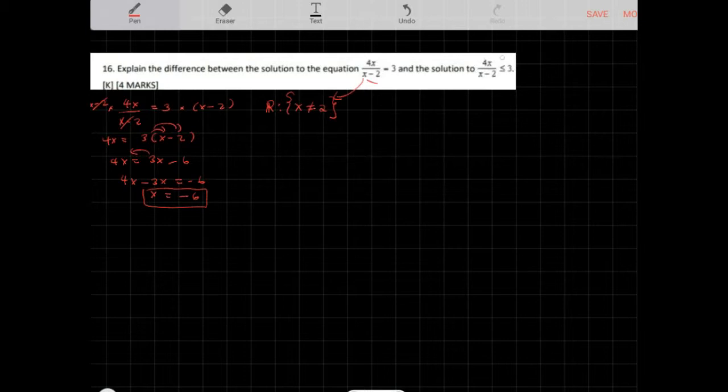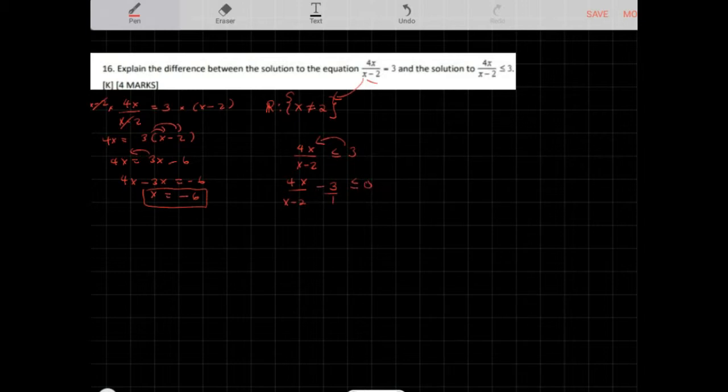Now I'm going to take a look at the next scenario, right? And in this case, I'm going to get 4x over x minus 2 is less than or equal to 3. What I want to do to solve a rational inequality is move the 3 to the other side. So you get 4x over x minus 2 minus 3 is less than or equal to 0, right? If you're trying to solve an inequality, always try to let one of the sides equal 0.